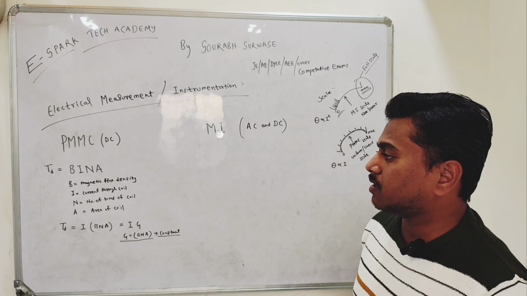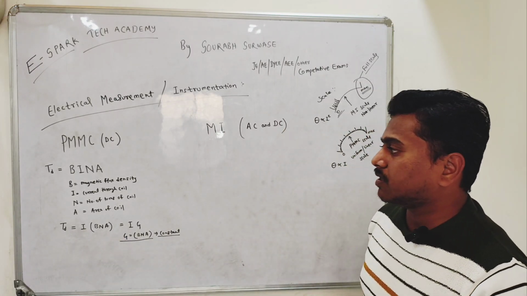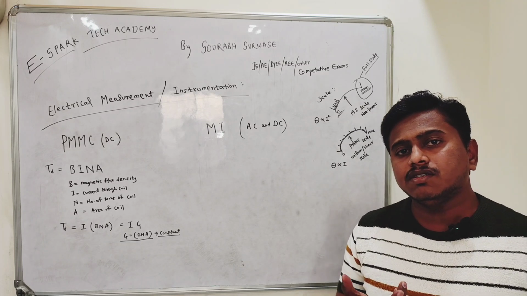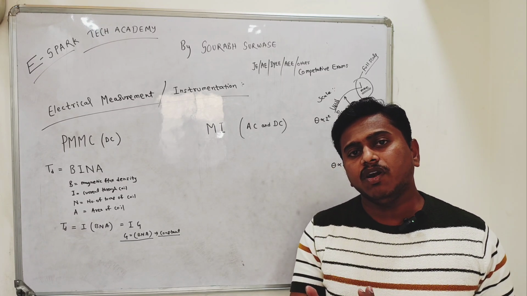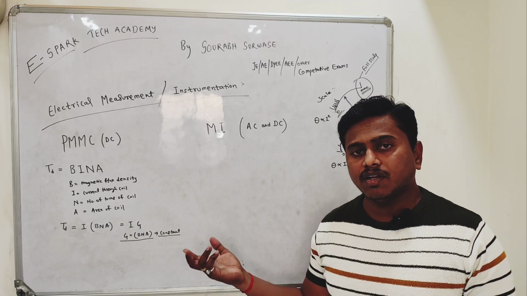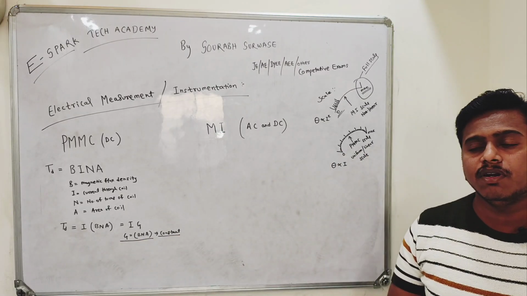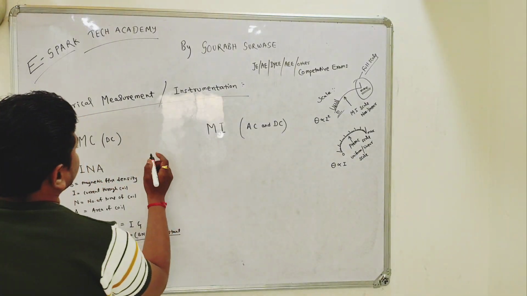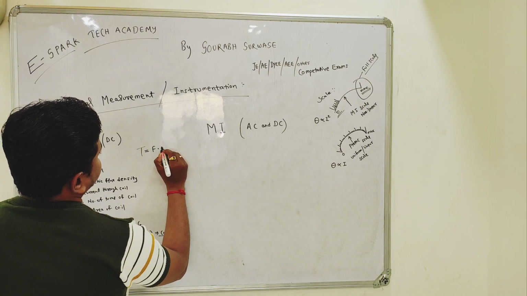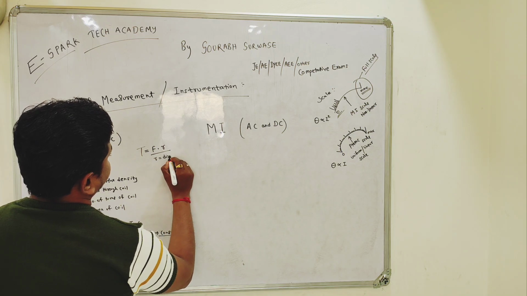I is nothing but the current flowing through the coil, and accordingly with respect to that current, what happens is that when moving coil is placed in a magnetic field, a kind of force is exerted by the coil, and that force is nothing but the torque. As torque is nothing but force into displacement, you know very well. Torque is nothing but force into R. R is displacement.